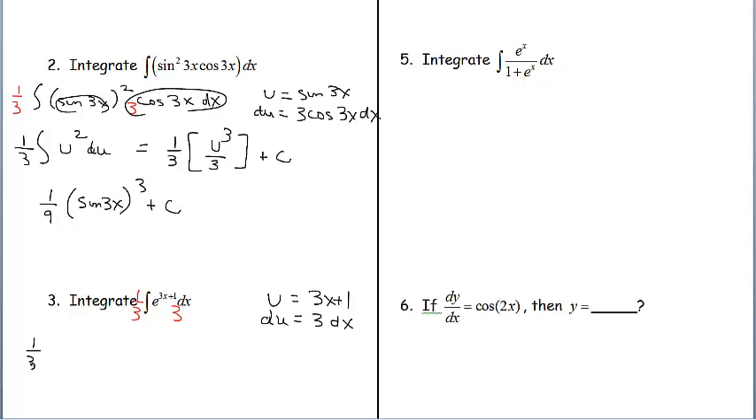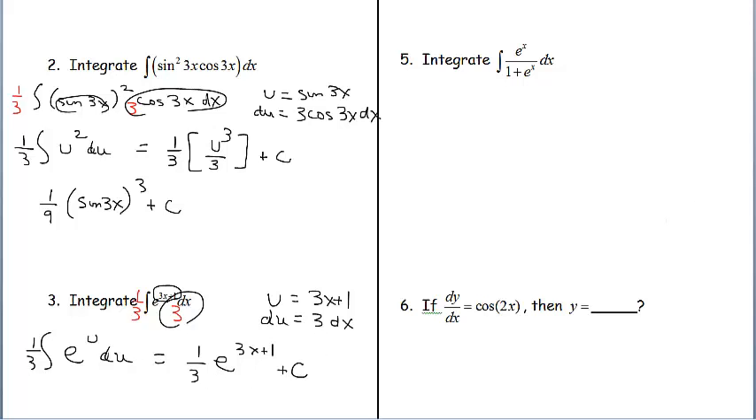So we end up with 1/3 integral e to the u, and then all of this will be our du. Antiderivative is just e to the u. You just check your work by differentiating.